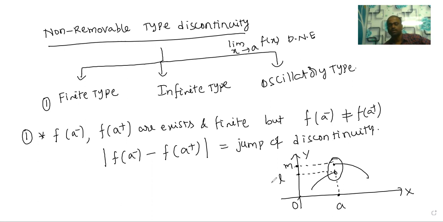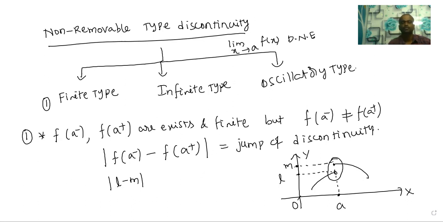So that's why the graph is jumped after A. And how many units is it jumped? That is the modulus of L minus M units. What is L minus M? The positive difference between left hand limit and right hand limit at A. Okay, so this is about finite type discontinuity.